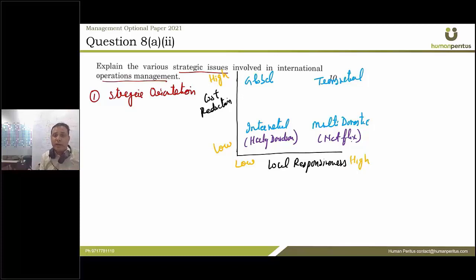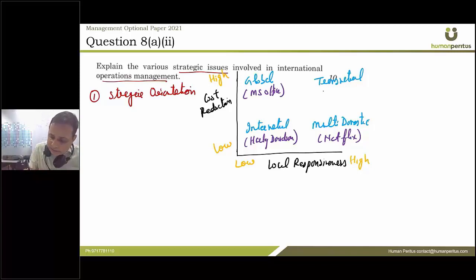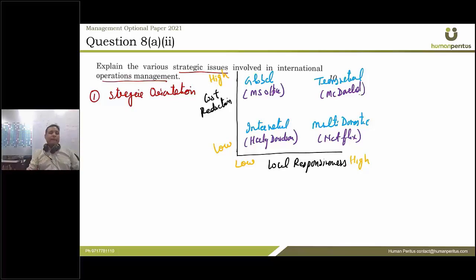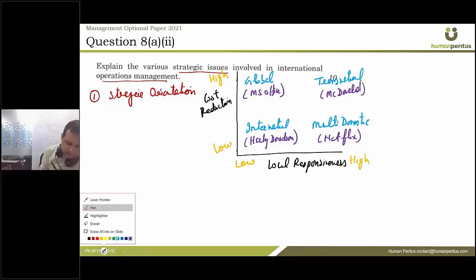Let us look at another strategy, global, where the pressure of reducing cost is very high. And one example can be your MS Office by Microsoft. So the price of an MS Office license in India is much, much less than the price at which it is sold in USA. But the product is the same. There is no customization done in MS Office for India. If both are changed, then it is transnational, and an example can be McDonald's. Okay. Now guys, this strategic orientation was the first strategic issue involved.